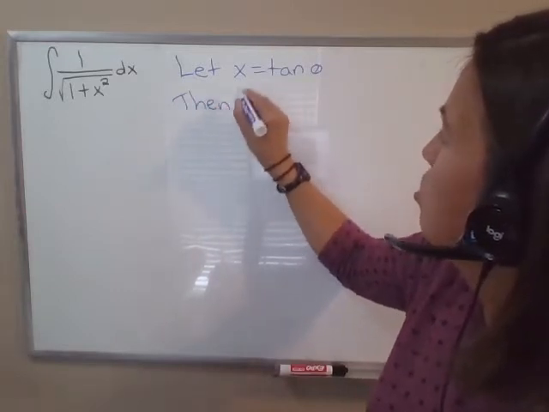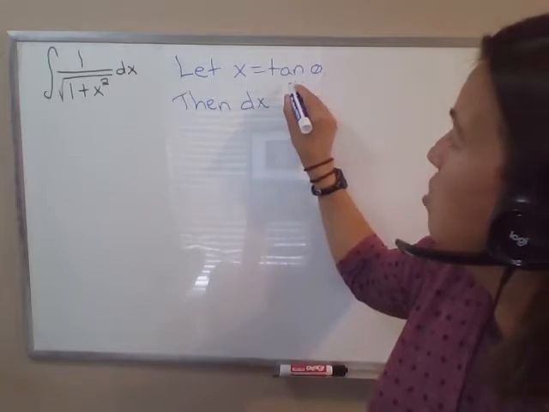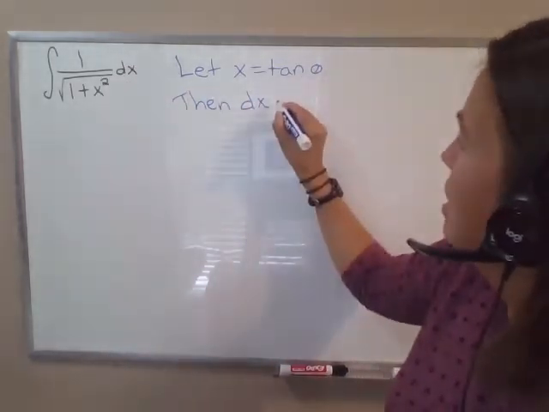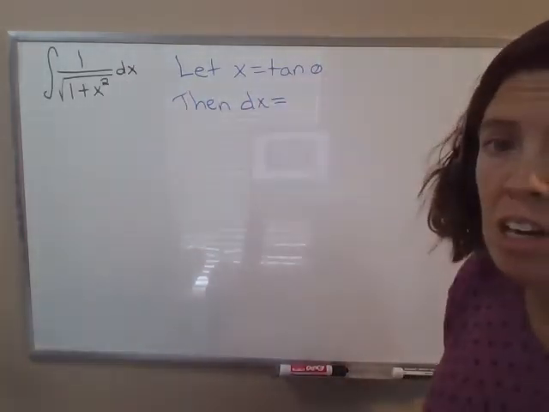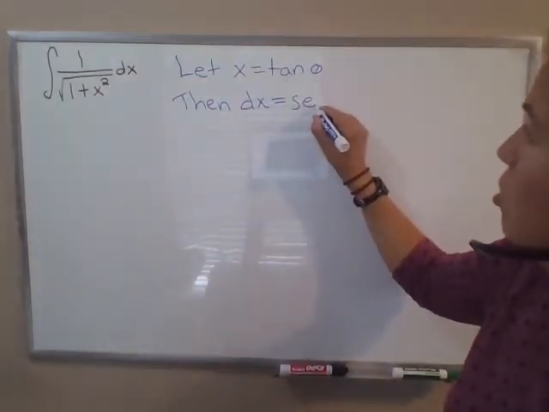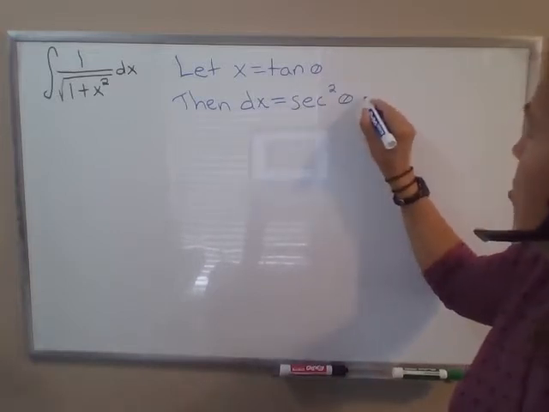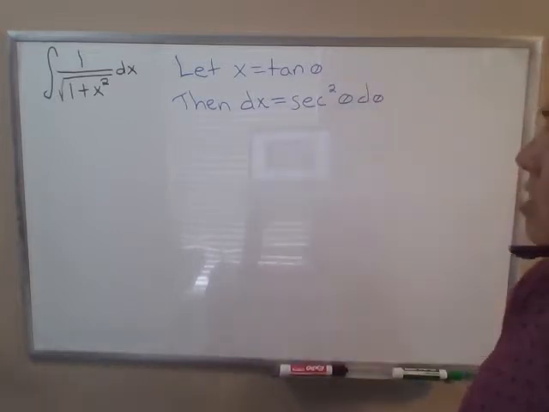Also, as soon as you set up your substitution here, if you're going to replace x with tangent theta, then you're going to need to also translate dx to something in terms of theta. So the derivative here, again, you need to really memorize those derivatives of the trig functions. The derivative of tangent is secant squared theta times d theta here.